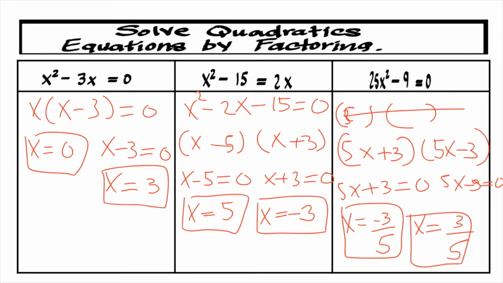So whenever I need to solve by factoring, if I have two terms, I look for a common factor or the difference of two squares. If I have three terms, I want to put the x squared, x, and my constant on the same side and have that equal to 0 and make sure it's in descending order.